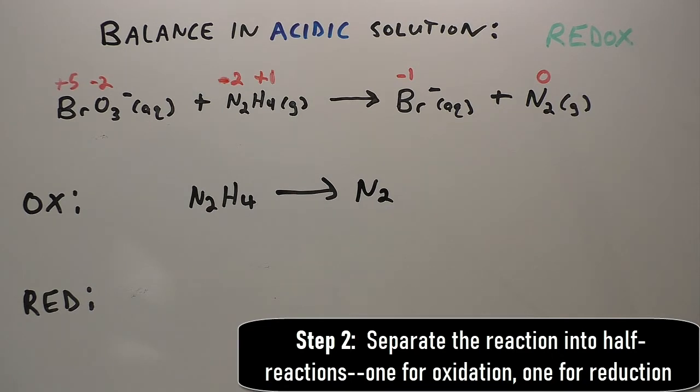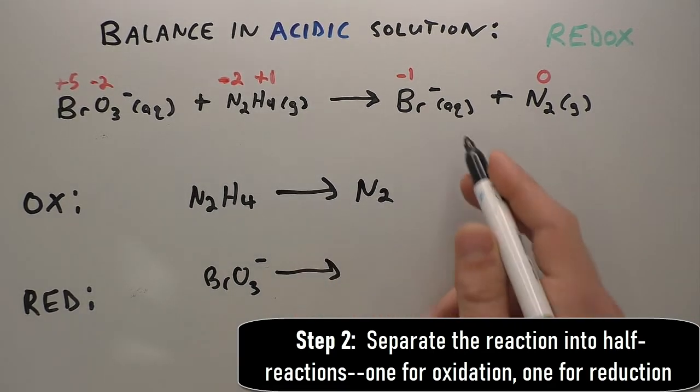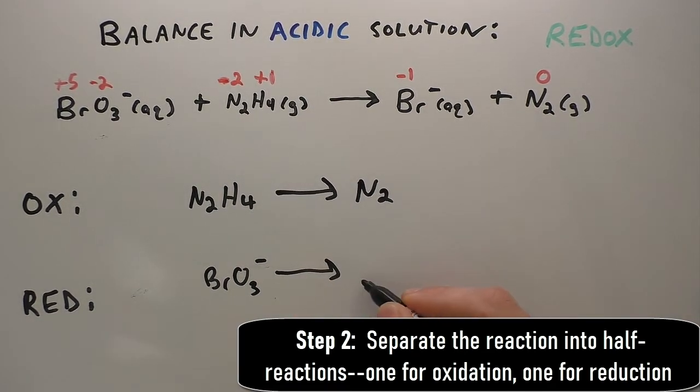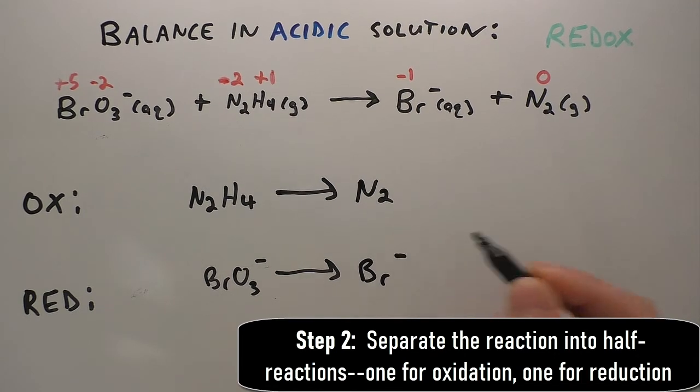And then for reduction, that's going to start with the bromate ion. So I'll go ahead and put in that bromate ion, BrO3 minus, and that's going to react to form the bromide ion, Br minus.